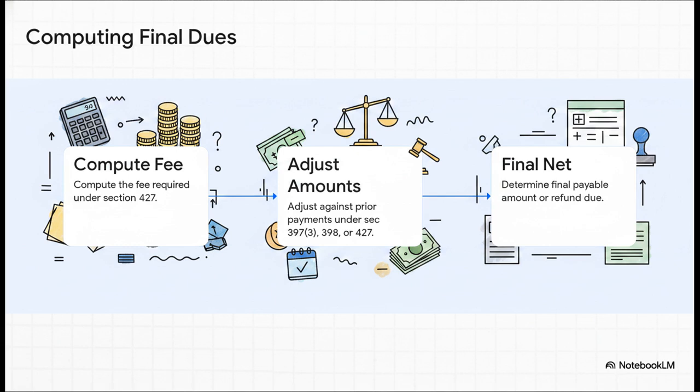Next, you absolutely must adjust this computed amount against any amounts already paid under Section 397(3), 398, or earlier payments under 427, along with any other tax or interest paid. Only after making these precise statutory adjustments do you arrive at the final net amount payable by, or the refund due to, the deductor or collector. After all that, the system generates an intimation specifying this final amount.